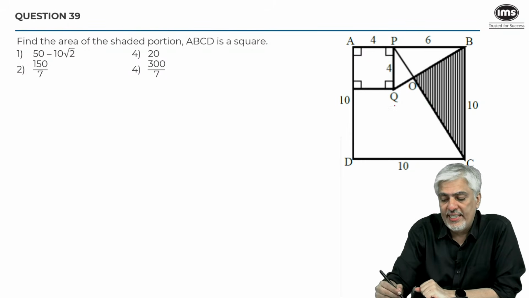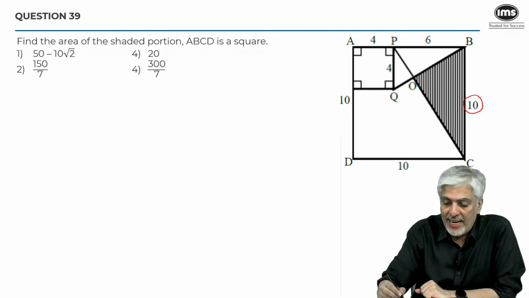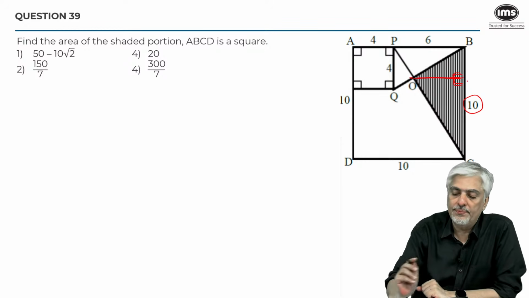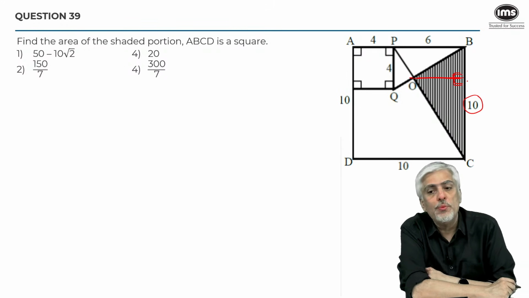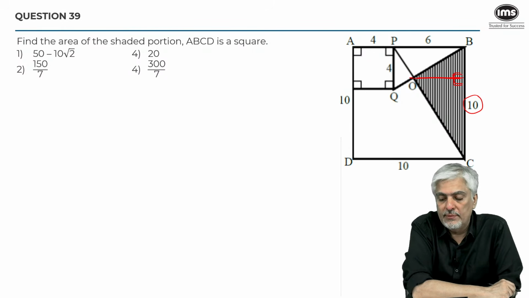For the shaded area, I can see it's a triangle. I already have the base. I just need the height. If I can get this height, I can get my answer. I'm going to show you two methods for this question. I know towards the end people don't want to see two methods.